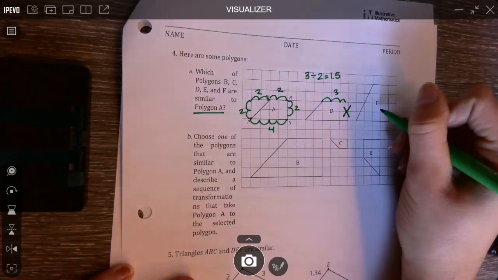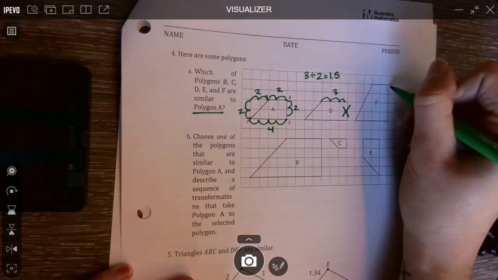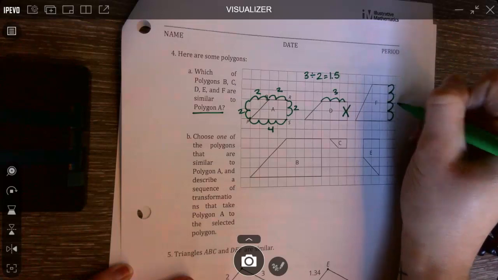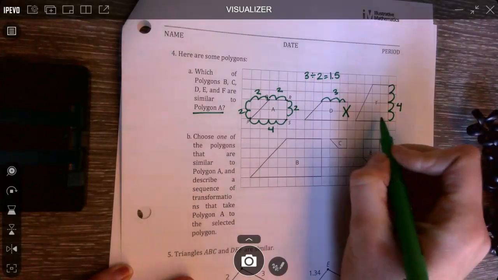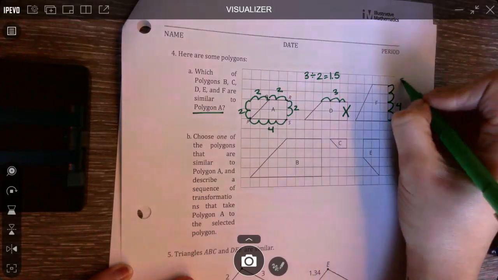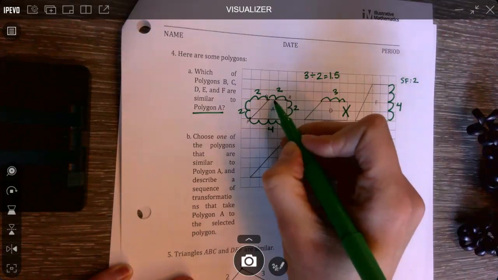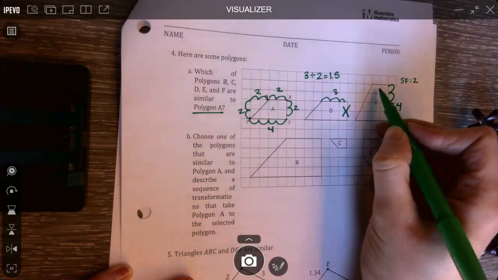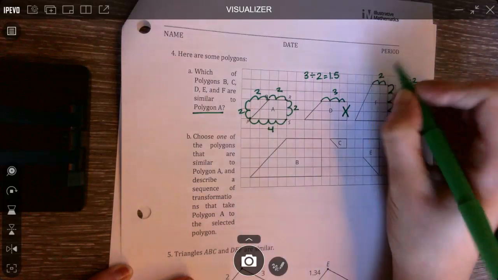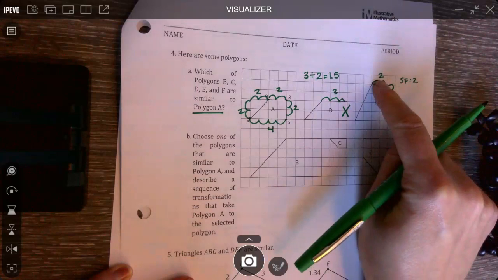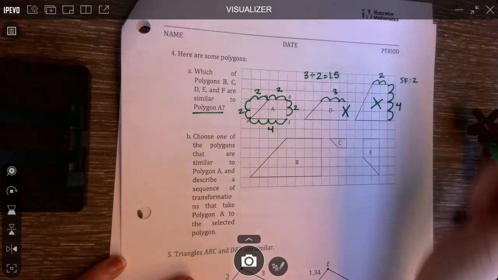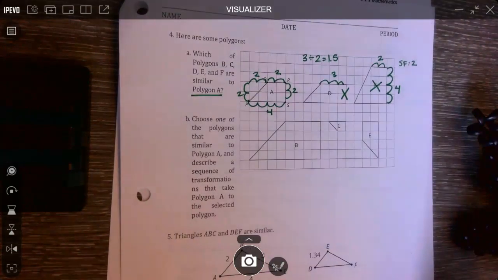All right, well, what about F? My corresponding side for F is 4. How do I jump from 2 to 4? My scale factor would have been 2. So now I need to check the top. Well, I went 2. My corresponding side now is still 2. Well, 2 times 2 is not 2. So this one does not work. All right, well, we've got B, C, and E left.